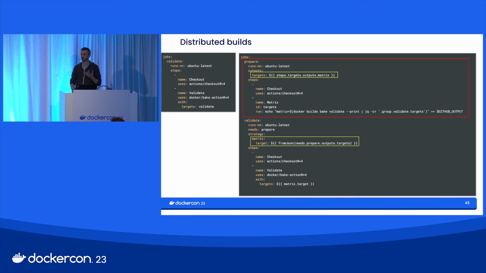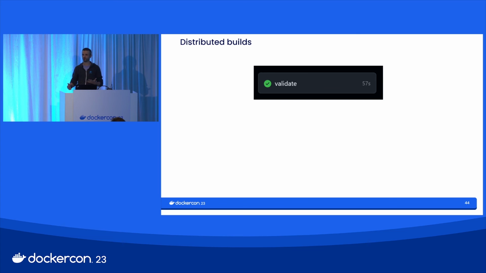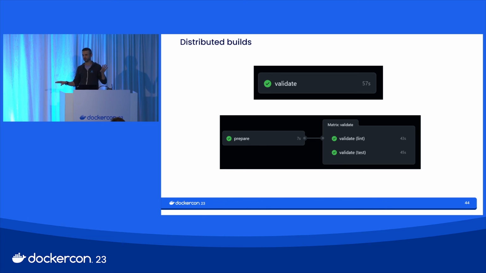After that, I can use a matrix with the target values. It will be the list of targets that are available, which are test and lint. So it will run validate twice, test on one runner and lint on another runner. A better representation: before, we had a single validate job that runs both test and lint in parallel, but now they are split between runners. So it takes less time, 43 seconds instead of 57 seconds, because each one runs on its own runner.